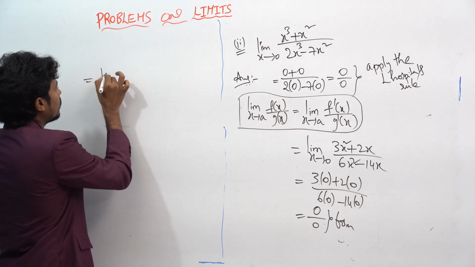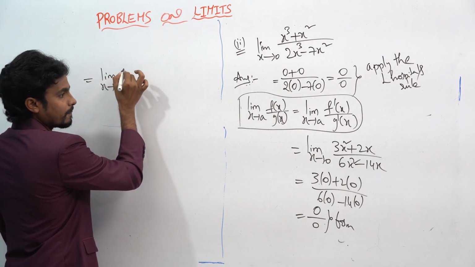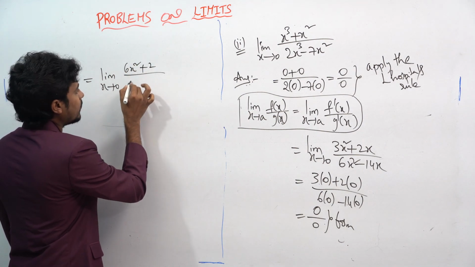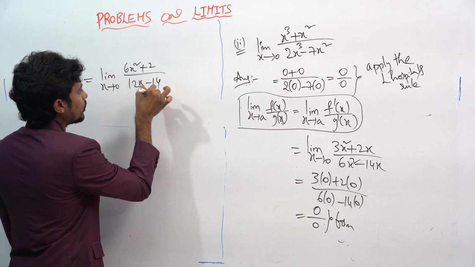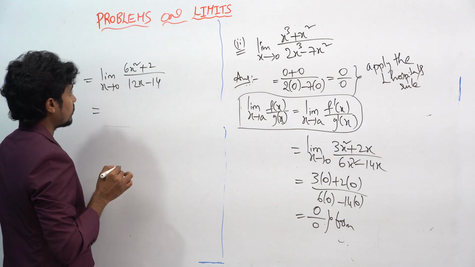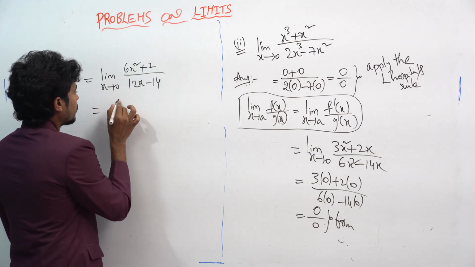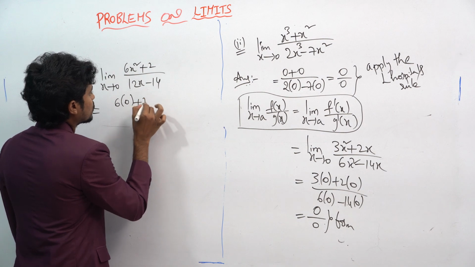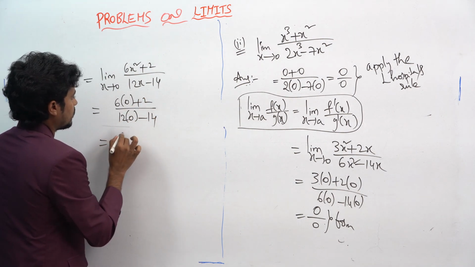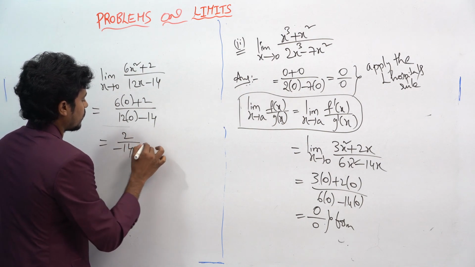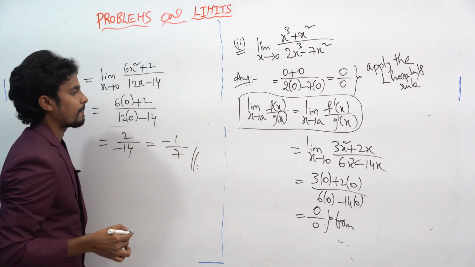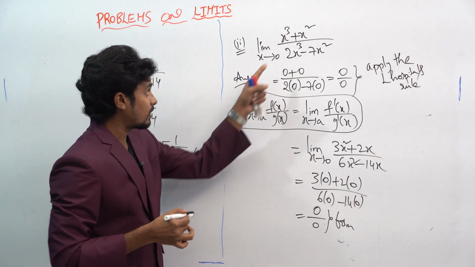This will become the limit x tends to 0, (6x square plus 2) divided by (12x minus 14). In place of x, put 0. This will become (6 of 0 plus 2) divided by (12 into 0 minus 14). So this will be 2 divided by minus 14, that will become 1 divided by minus 7, which is minus 1 by 7. This was the answer for your question.